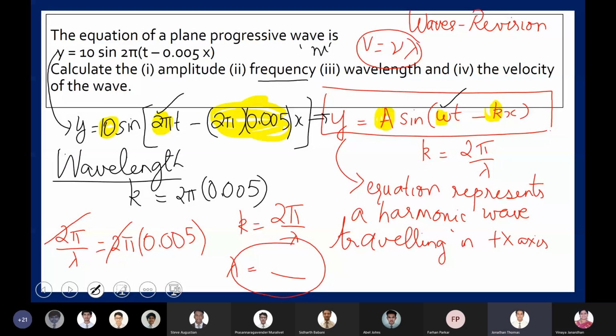Ma'am, lambda was 200? Yeah. Okay, ma'am. So what is the value of V? Ma'am, also 200 meters per second.